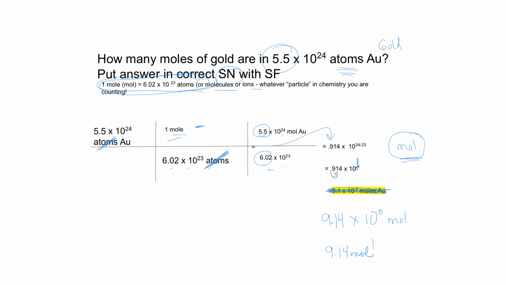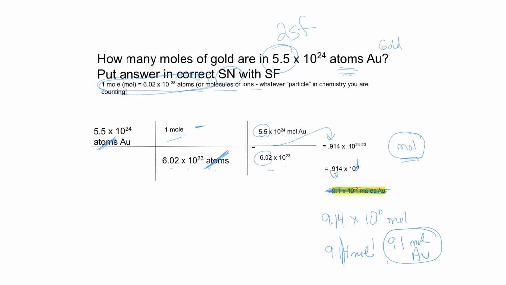How many sig figs are here? There's 2 sig figs. So that means I have to round this number to the correct sig figs, and so it's going to be 9.1 moles of gold. 9.1 moles of gold. All right?